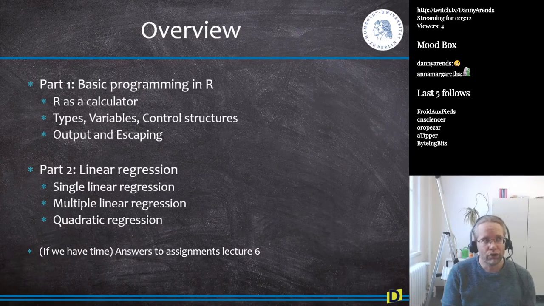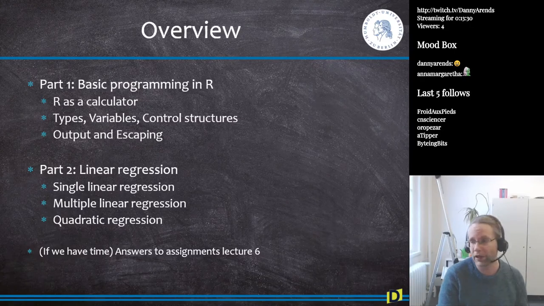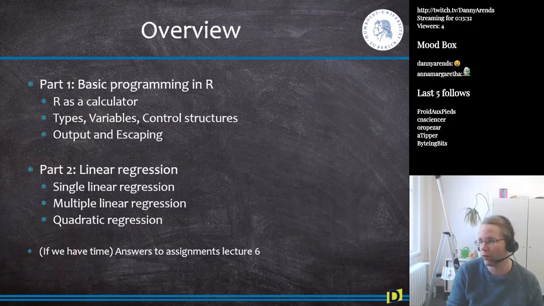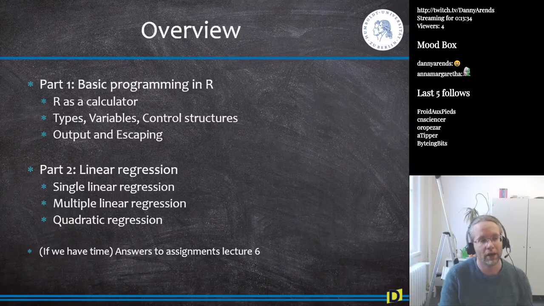And then part two will be linear regression, because I think that linear regression is one of these tools that is really, really useful to model your data and get some more insight into what is happening. So we will just go through an example of one of the basic data sets in R, and I will show you guys how you can do single linear regression, multiple linear regression, and quadratic regression in R. And then, like I said, if we have any time left, we will do the answers to the assignments of the previous lecture. But I put them all the way in the back.